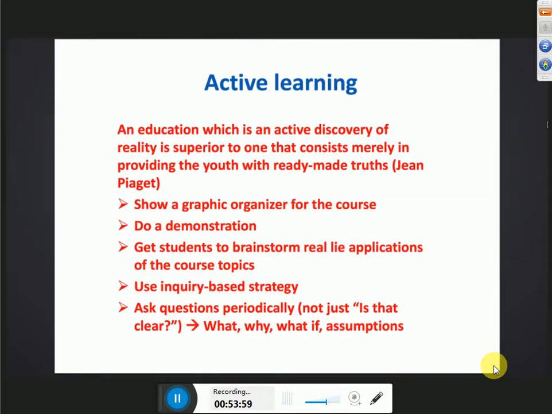So in active learning, Piaget said, education which is an active discovery of reality is superior to one that consists merely in providing youth with ready-made truths. So if you tell everything to them, I know students don't like it, they want to be told, but we engage them in discussion and then expose them to reality, and then don't judge. If they make mistakes, that's okay, but get them to talk in a classroom. Again, don't think that it's going to consume all the 50 minutes of your time.